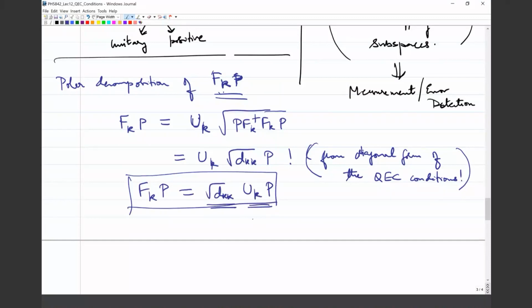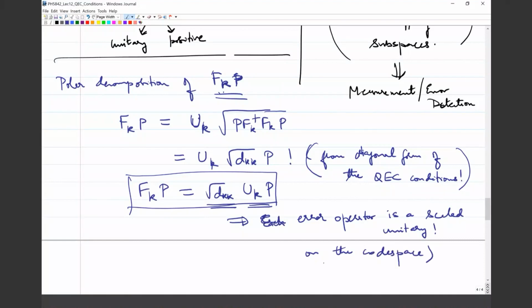So each error operator which satisfies the condition is a scaled unitary transformation on the code space. So this is important. I keep repeating, we are not interested in what these error operators do to the rest of the Hilbert space. We are only interested in what they do to the code space. So it's always accompanied by this projection on the code space. All this algebraic analysis is always with reference to the code space.